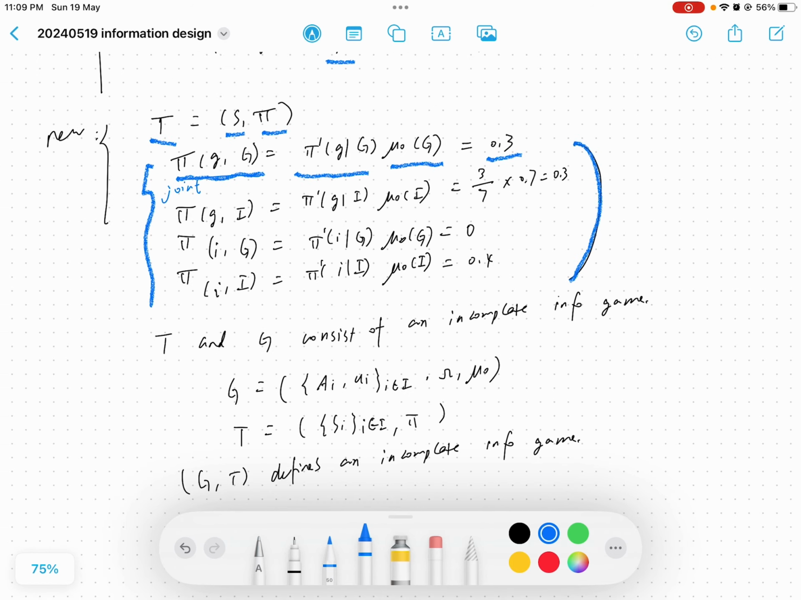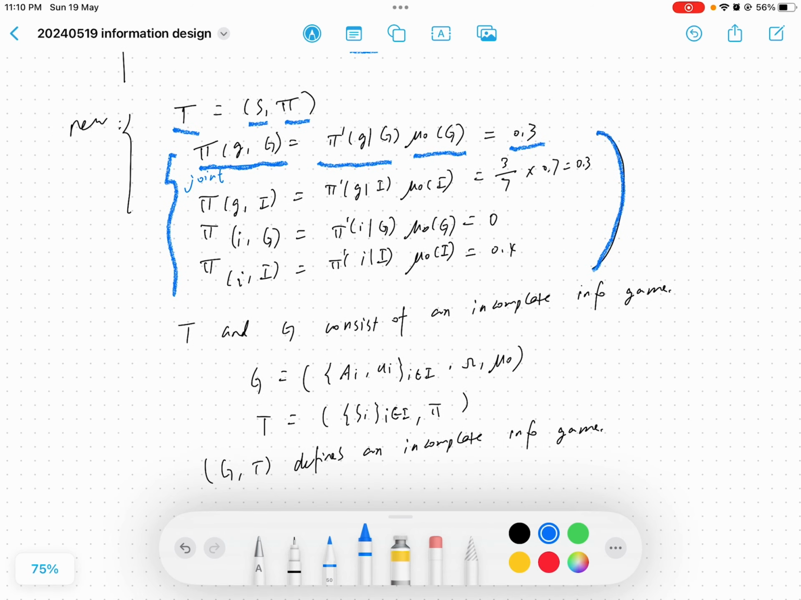Later we'll use the corresponding solution concept to solve this game and try to explore some useful properties, based on this information design approach to studying the Bayesian persuasion problem.